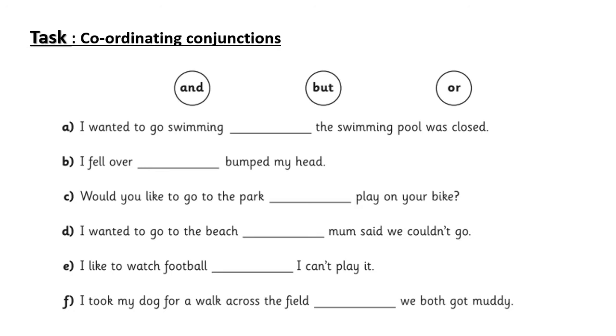Would you like to go to the park? Play on your bike. The word there is or. So would you like to go to the park, or play on your bike? It's given an option. When there's an option, usually it's going to be the or used there.